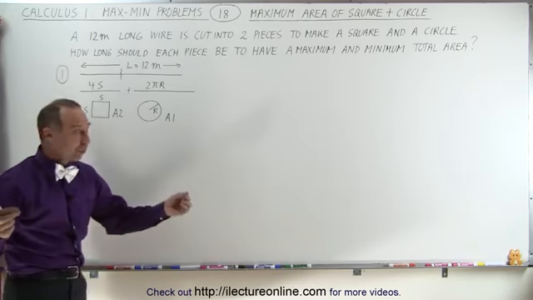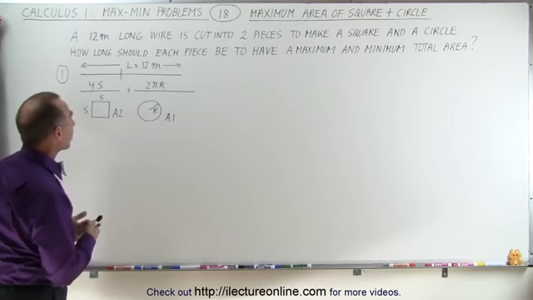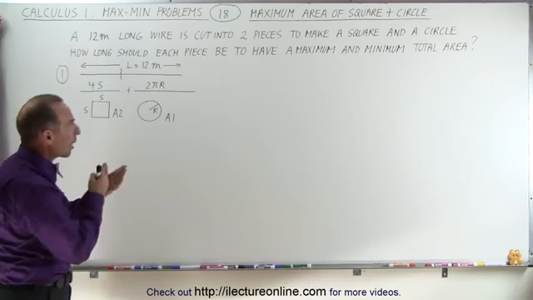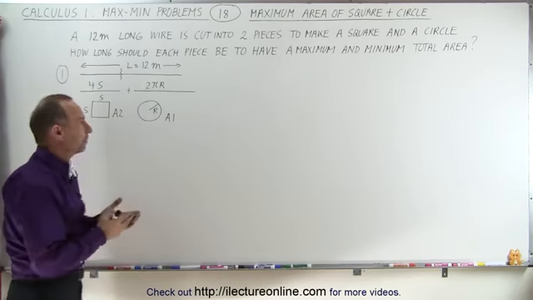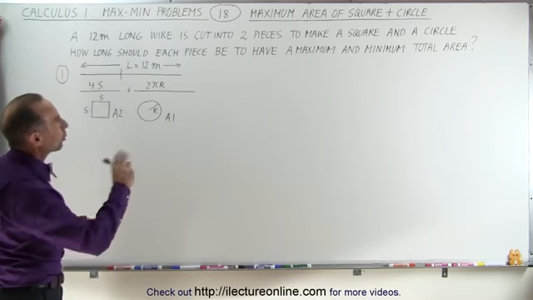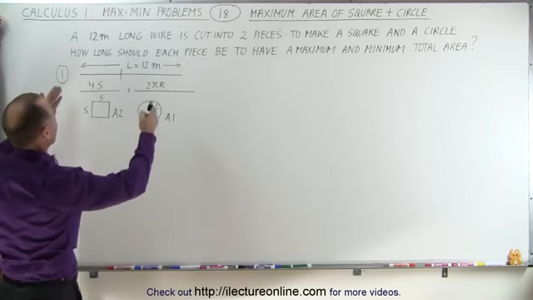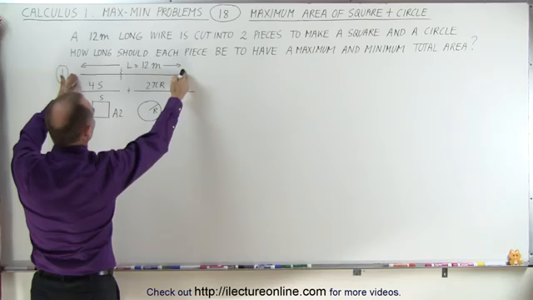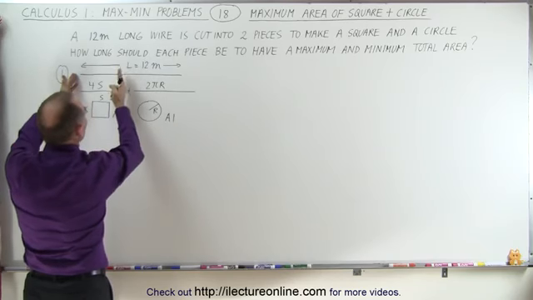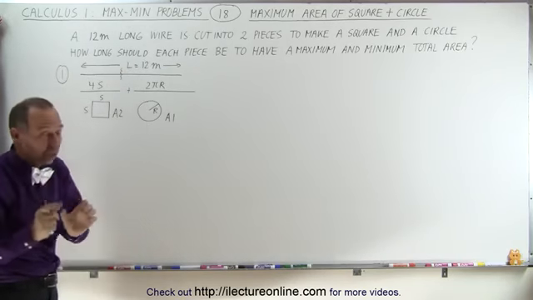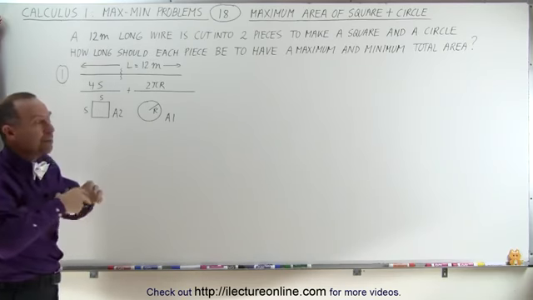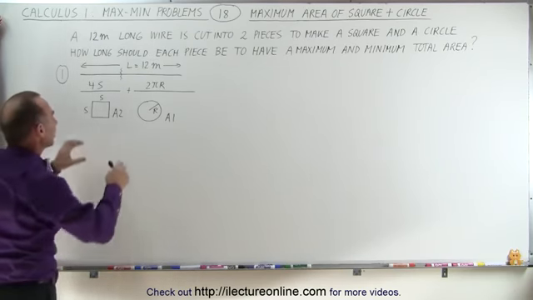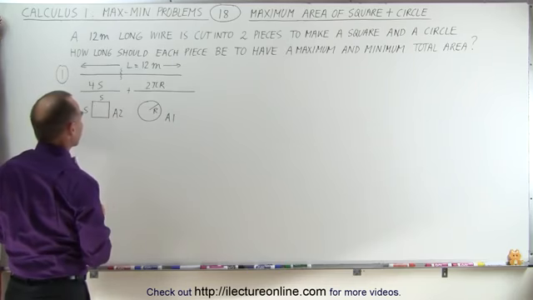Let's say that we have a piece of wire. It is 12 meters long, and we're going to cut that wire into two pieces, each piece used to make a particular figure. One of them is square, the other one is circle. So let's say here we start with a 12-meter long piece of wire. We cut it into two pieces. We don't know how big each piece should be, and that's the question. How big should each piece be so that we'll have a maximum and a minimum area between the two figures?